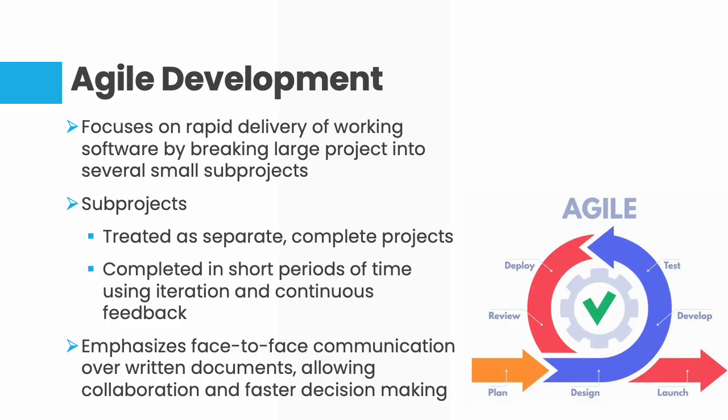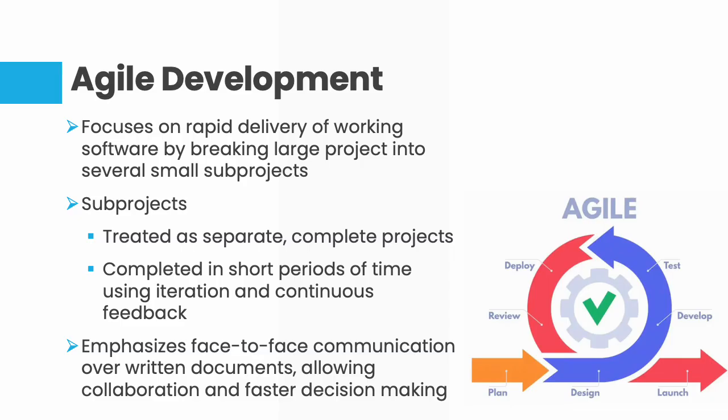Next up, okay, this is a very popular and modern way to develop software. It's called agile development. Okay, the word agile means to move quickly and easily, and that's exactly the goal of this approach. So instead of trying to build one big, complicated system all at once, which can take years, agile breaks the big project down into many small sub-projects, and each sub-project is like a mini project and can be completed in a short time. Okay, usually a few weeks.